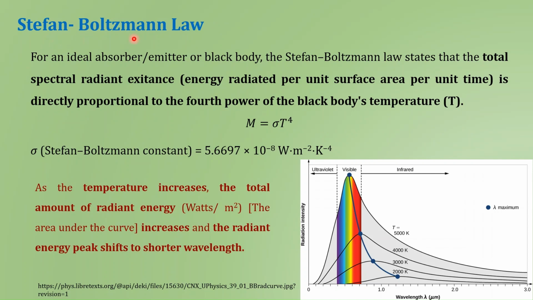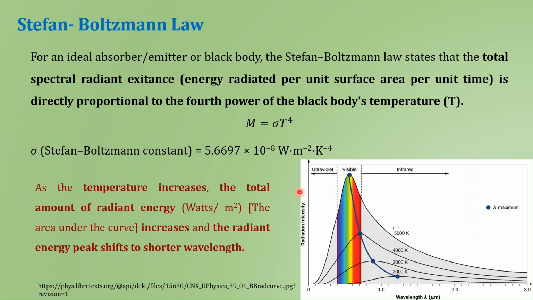So first is the Stefan-Boltzmann law, which states that for an ideal absorber or emitter or a black body, the total spectral radiant excitance, that is the energy radiated per unit surface area per unit time, is directly proportional to the fourth power of the black body's temperature, and is represented by this formula: M is equal to sigma T to the power 4. M is the total spectral radiant excitance and sigma is the Stefan-Boltzmann constant, and its value is 5.6697 × 10^-8 watt per meter square per Kelvin to the power 4.